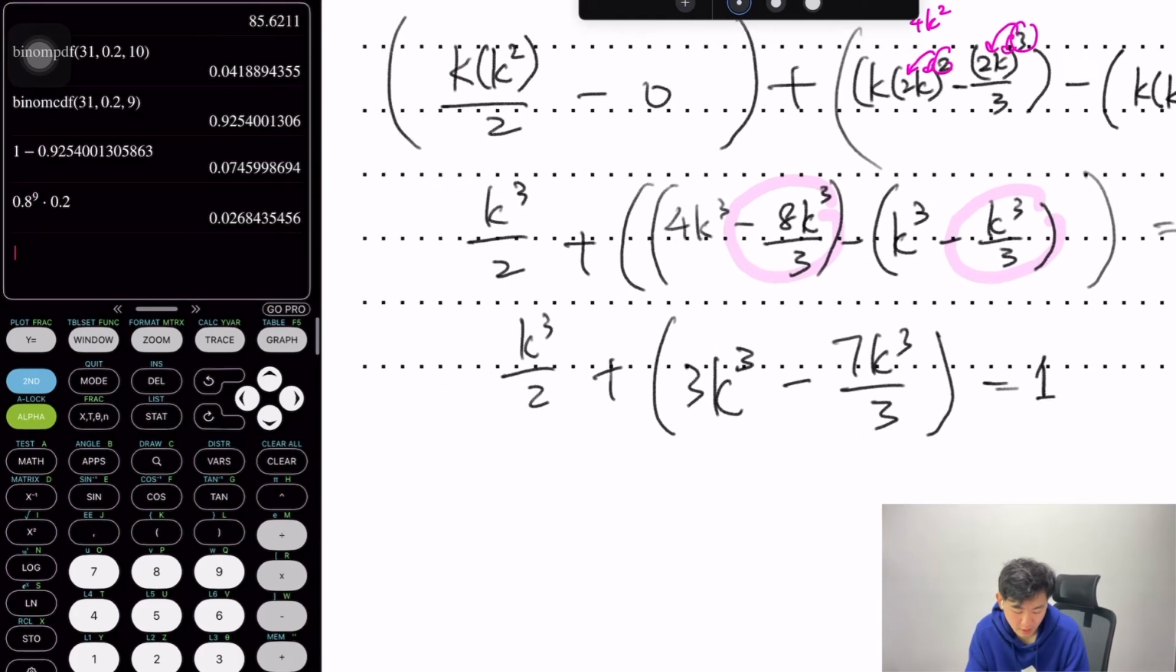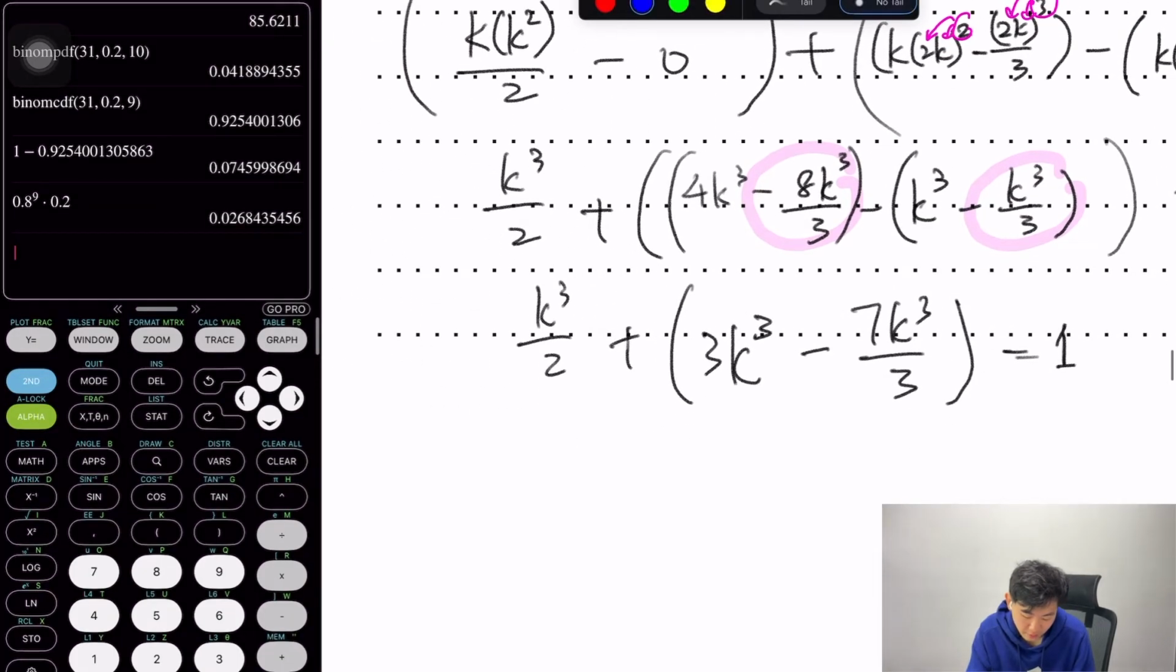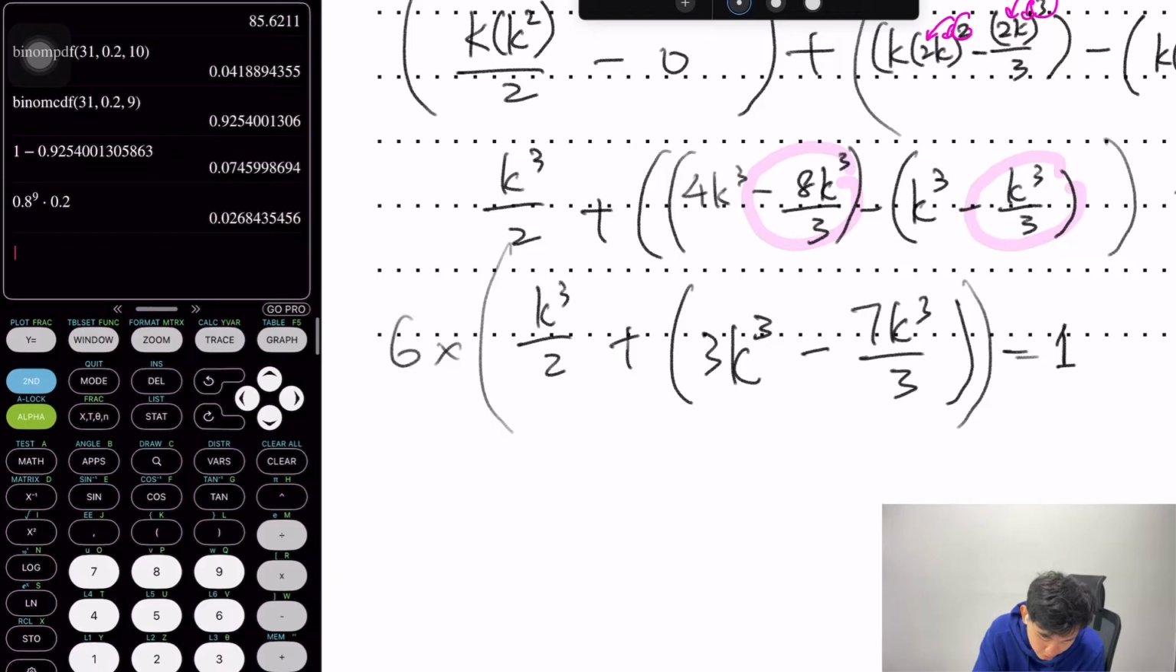Now you can try to multiply everything by the common denominator of 6. So that means you multiply by 6 on both sides. Because why?